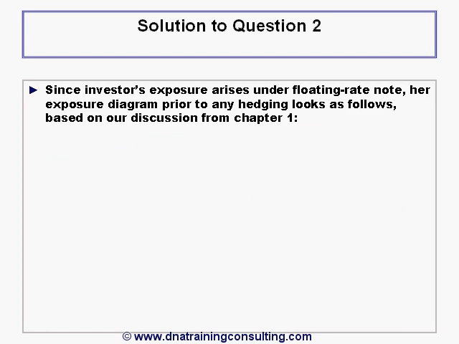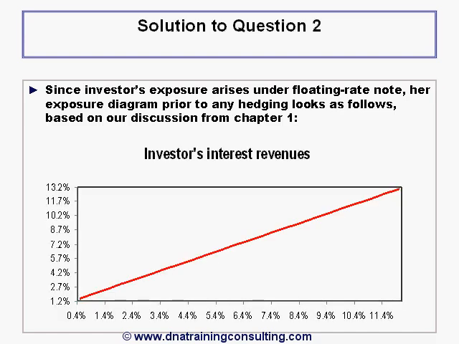Solution to question 2. Since the investor's exposure arises under a floating rate note, her exposure diagram prior to any hedging looks presumably as follows, based on our discussion from Chapter 1, where the y-axis shows the interest revenues for the investor from the FRN. Of course, LIBOR would be rising as we move further towards the right and declining towards the left.